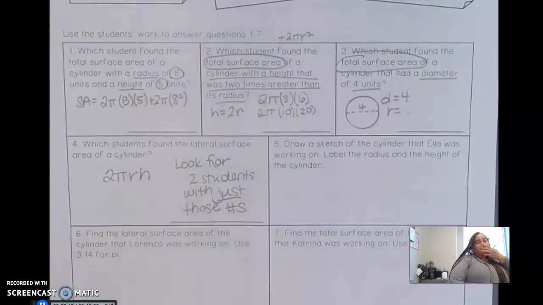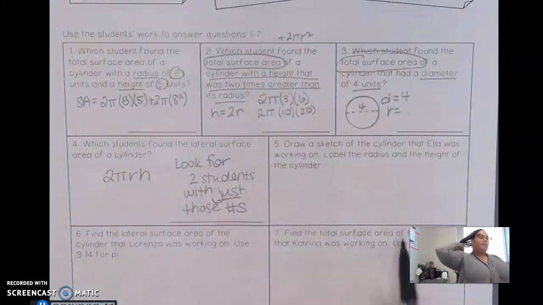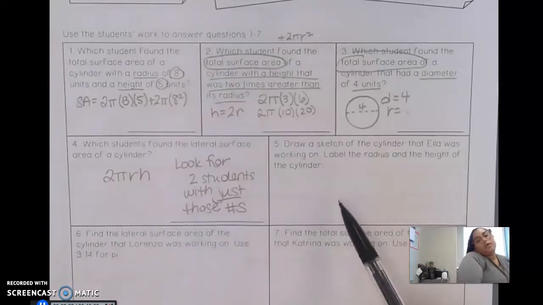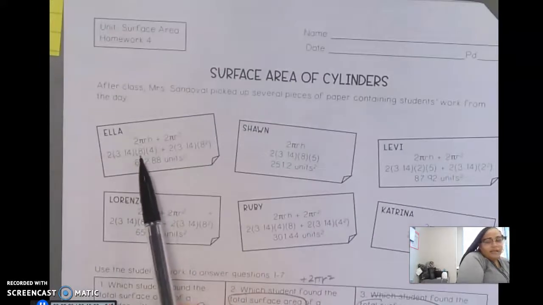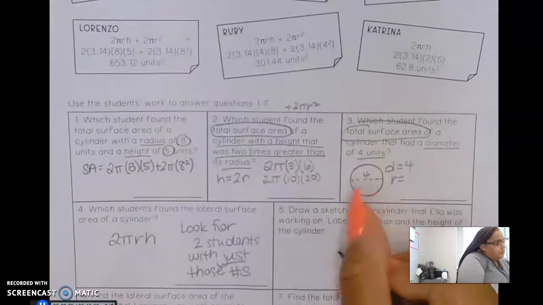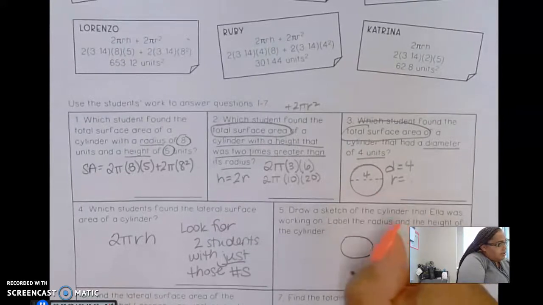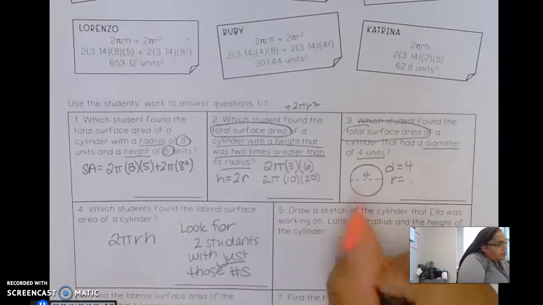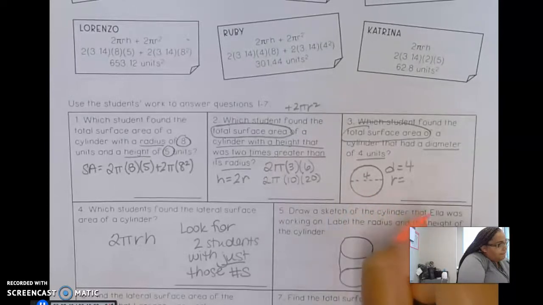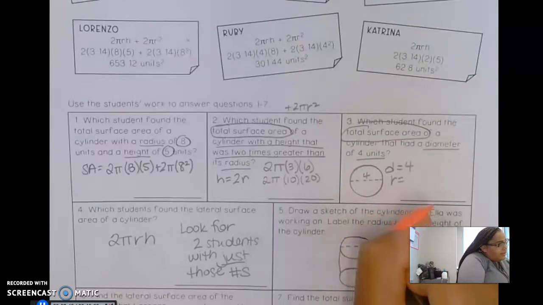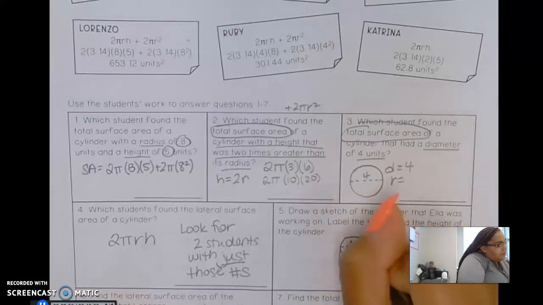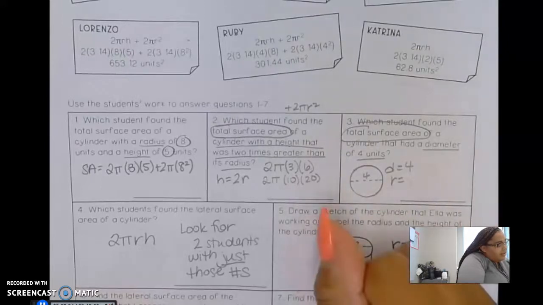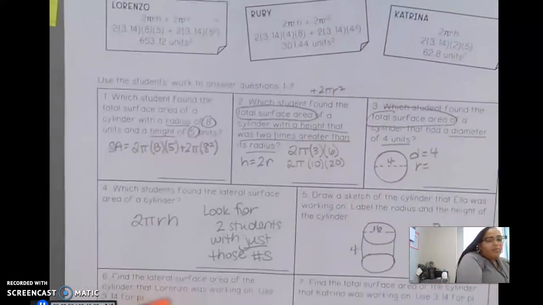Okay. Draw a sketch of the cylinder that Ella was working on. I don't remember what I asked for in this for Ella, but if I look at Ella, her radius is 8. So I would draw a cylinder, circle, circle, connect them. And if her radius is 8, her diameter is 16. So I'm going to give it a diameter of 16 and her height is 4. Boom, I sketched it.